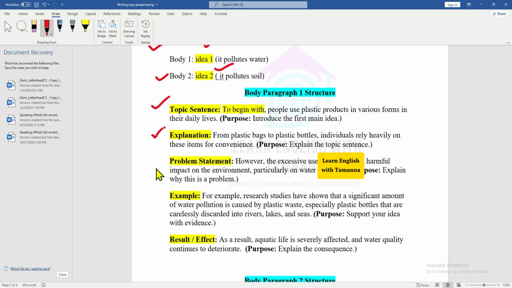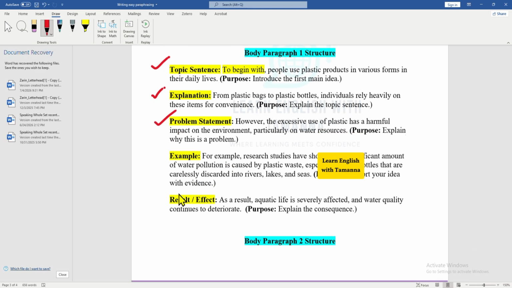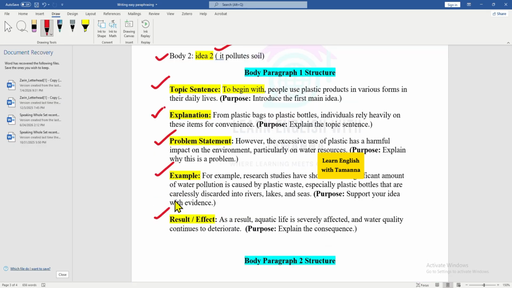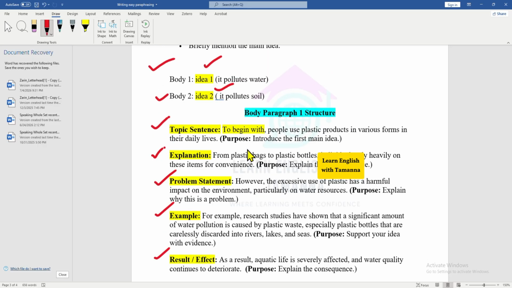Third, problem statement. We are going to discuss it later. What is this about? Fourth is the example, and the last one is result or effect. Okay. Now let's read what we have written here. In the topic sentence, I wrote that to begin with, people use plastic products in various forms in their daily lives.